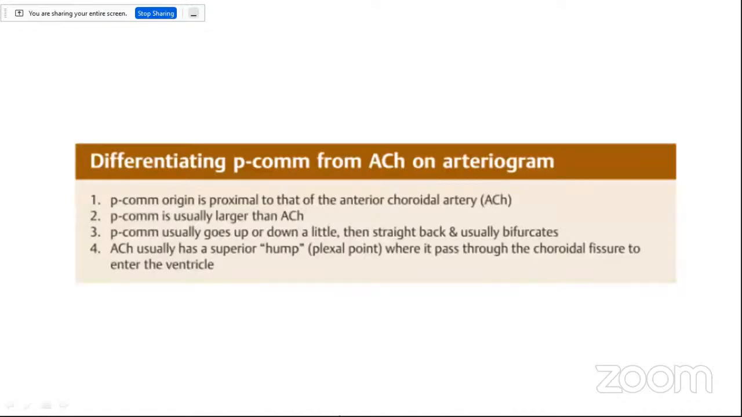Now, there are a few important points that need to be discussed so that a PCOM artery can be differentiated from the anterior choroidal on an angiogram. The PCOM is usually proximal to the anterior choroidal that we already discussed. The PCOM is usually larger in its caliber. The PCOM usually goes up or down a little, and then it moves straight back, and usually it bifurcates. Whereas the anterior choroidal usually has a superior hump that we discussed as the plexal point, where it passes into the choroidal fissure to enter the ventricle.